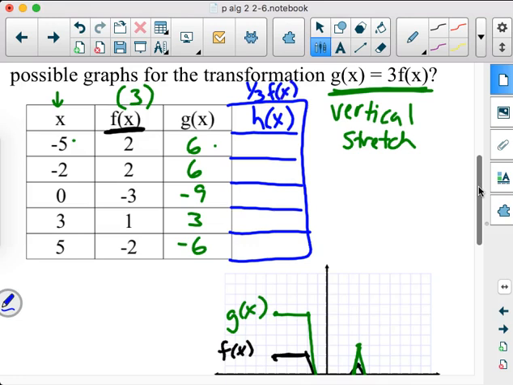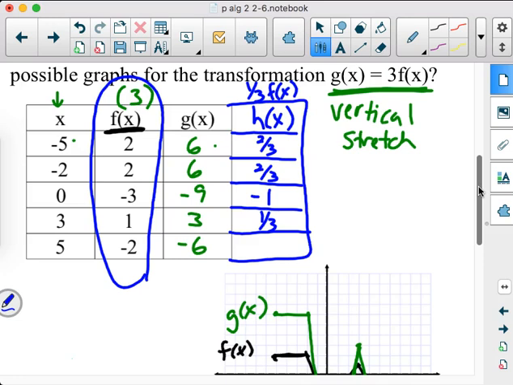So now I'm going to go back to that f of x column right here. And I'm not going to think 3, because 3 was a vertical stretch that I had to use for g of x. I'm going to think 1/3. So 2 times 1/3, well, that's going to be 2/3. That's going to be for both of those. Negative 3 times 1/3 is negative 1. 1 times 1/3 is 1/3. And negative 2 times 1/3 is negative 2/3.